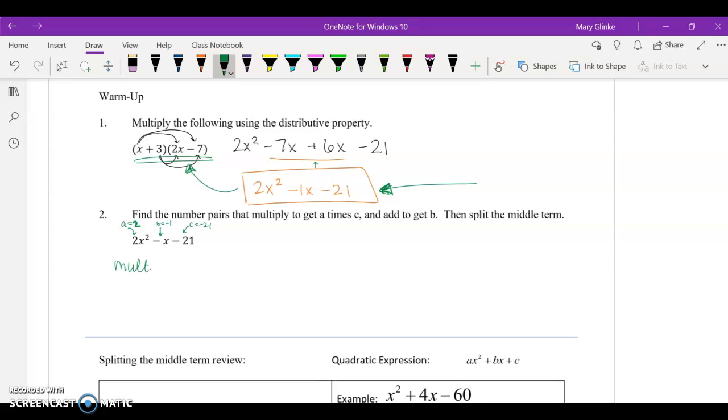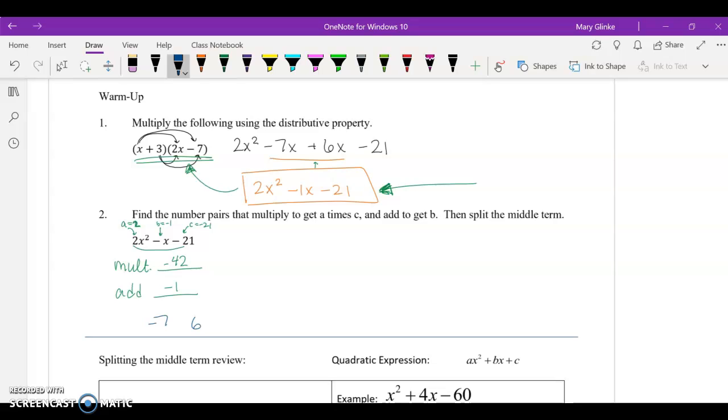Yesterday we learned that we want to figure out what multiplies to get A times C, which in this case is negative 42, and adds to get B, which in this case is negative 1. And if we think through those numbers, we're going to come up with 7 and 6, and the 7 has to be negative to make it add to negative 1, but yet multiply to get negative 42.